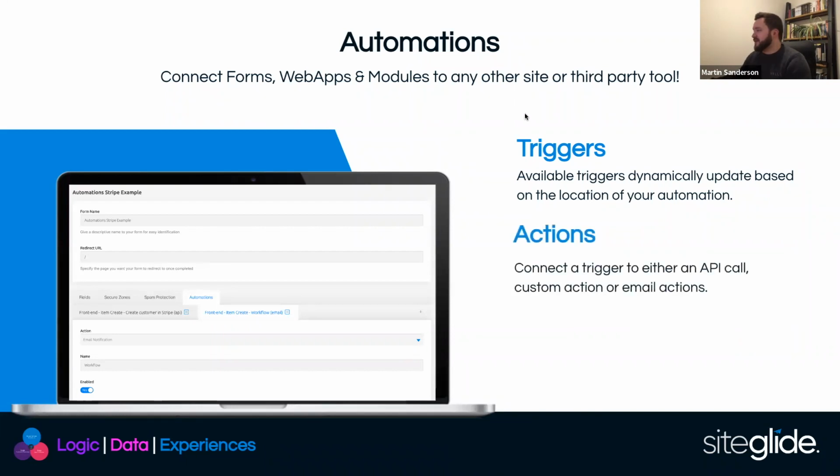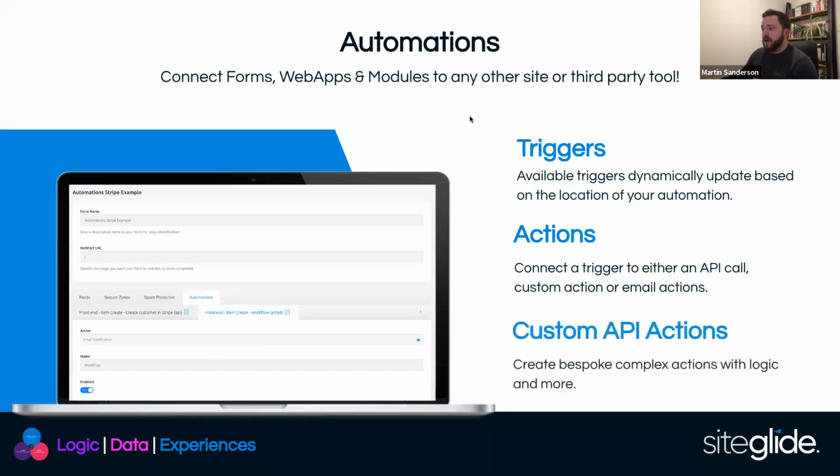And then these attach to actions. So there are three main actions. So one is either an API call. One is a custom action, so you can go wild, and this is where you can do your really crazy logic, etc. And then there are email actions, so things like workflows and autoresponders as well. So we've introduced the old workflow and autoresponders within the actions element of automations. And then, yeah, as I mentioned, custom API actions. So this is where you can do all that crazy logic.